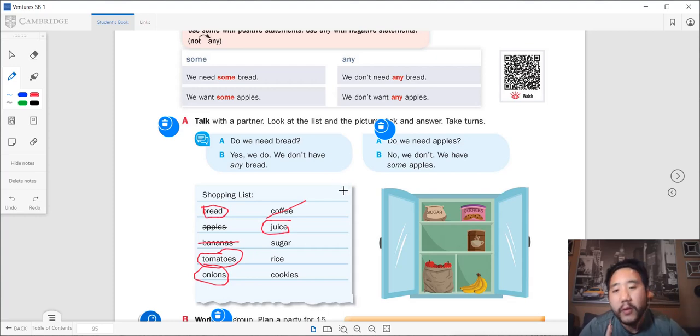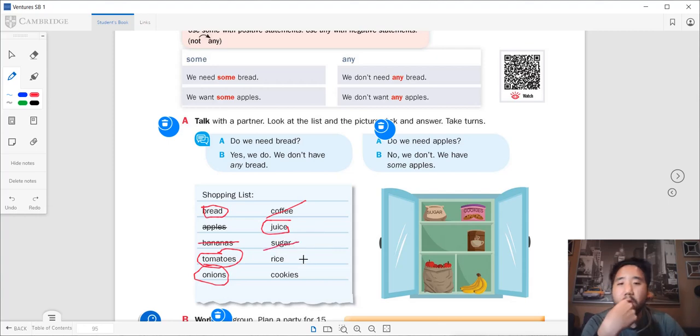Another way of asking the question is, instead of saying do we need, we can say do we have? Do we have sugar? Yes, we do. So we don't need any sugar. So we don't need sugar.